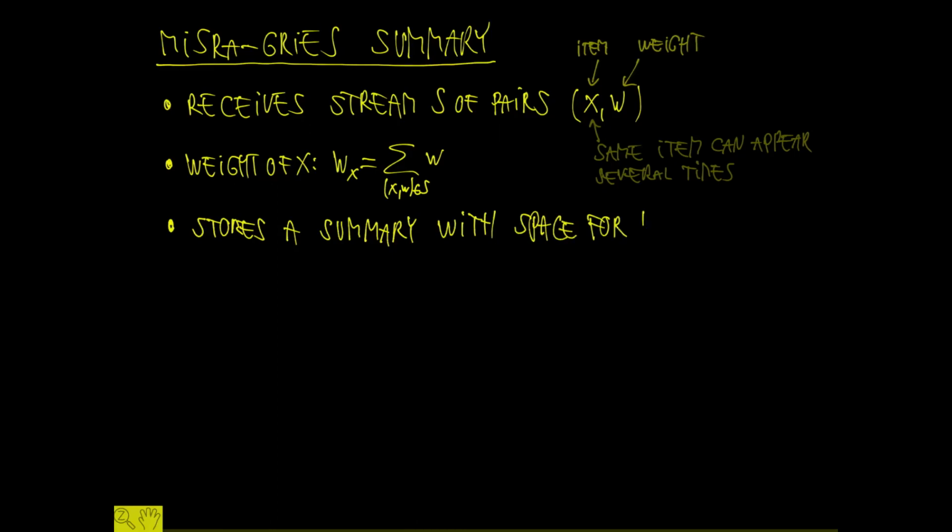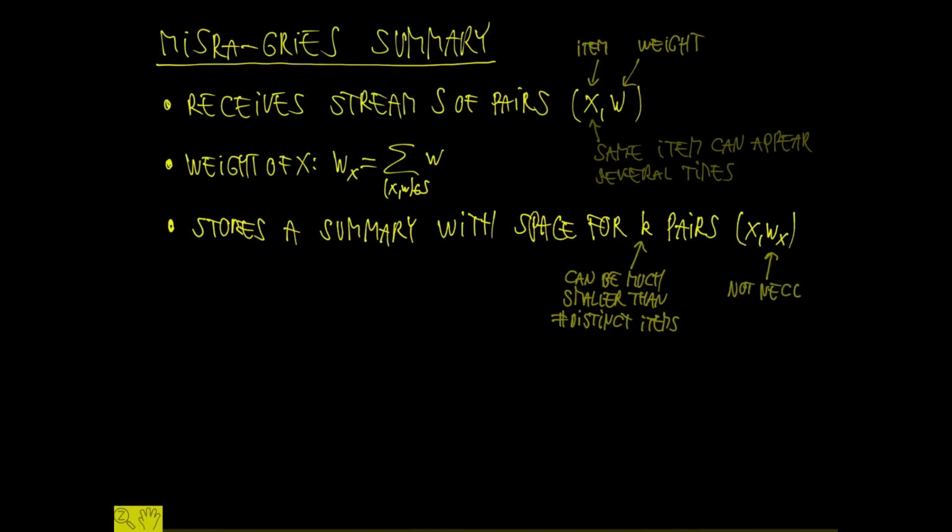The Misra-Gries summary consists of k pairs, where k is a parameter that you can set. Each x is associated with a weight w_x, which is supposed to be an approximation of the true weight. Since we are not able to store all pairs, the weight that we store is not necessarily equal to the true weight of x in S. To distinguish these two, we denote the true weight by w_x star.